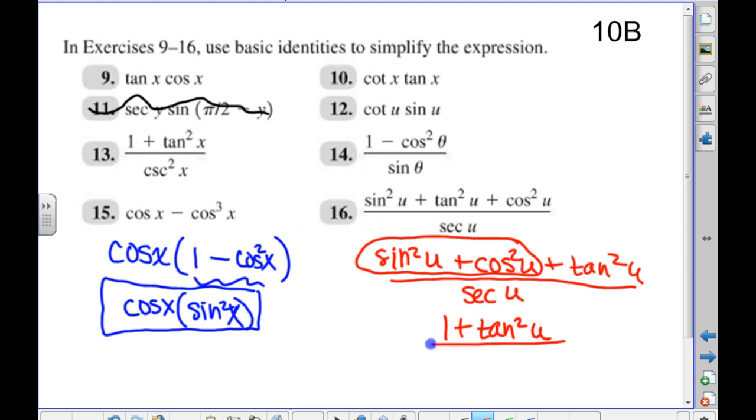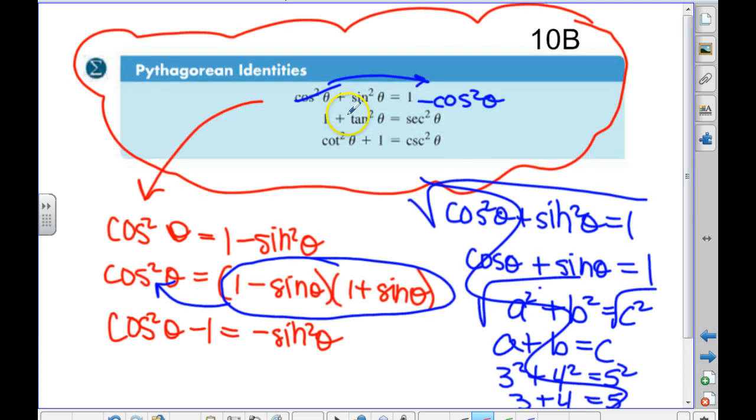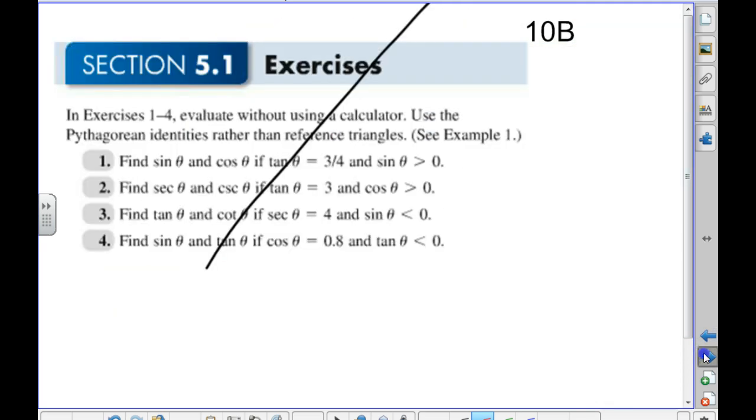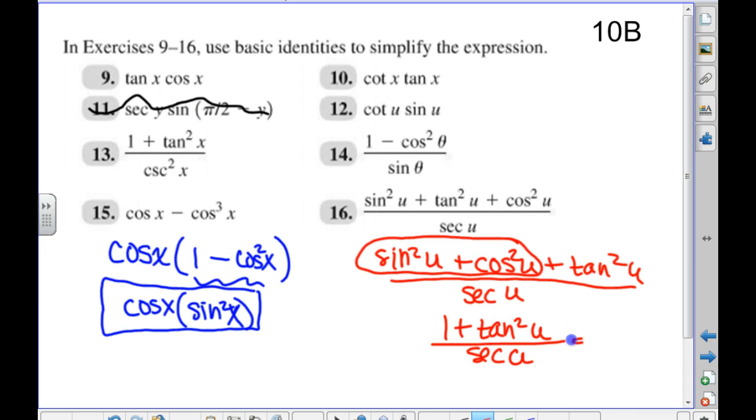1 plus tangent over secant. Now, 1 plus tangent, is that a trade too? 1 plus tangent is a secant squared. This is looking good. So we have a secant squared over a secant.